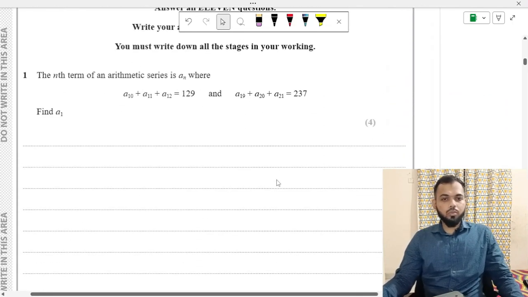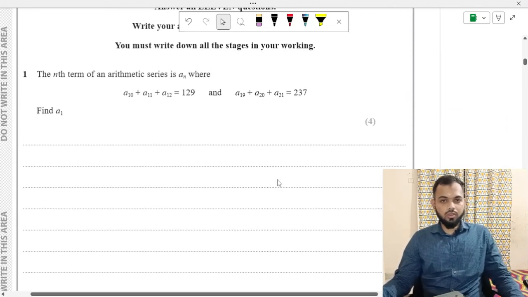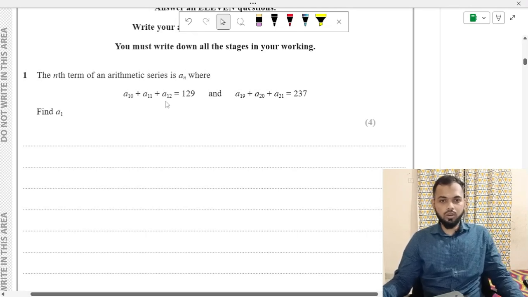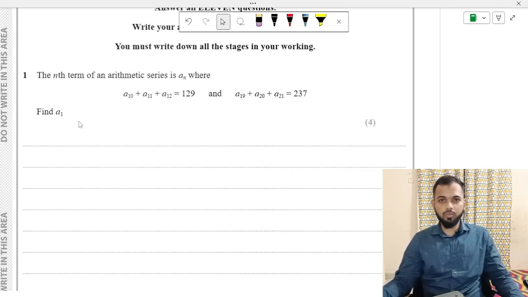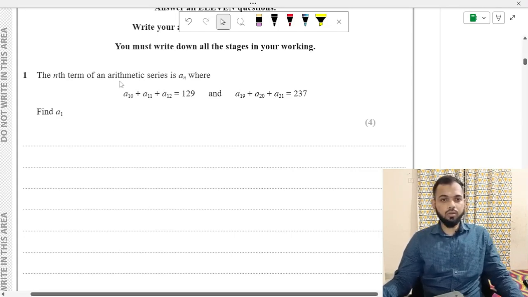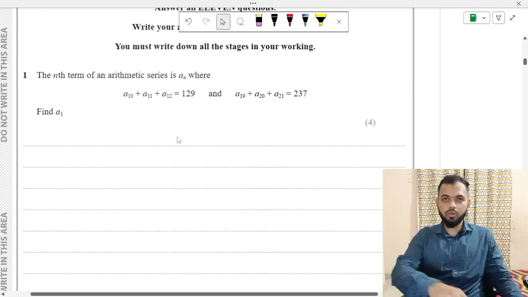The nth term of an arithmetic series is an, where some of the terms are given, which is a10, a11, a12, and a19, a20, a21. So how can we find a1? I hope you already know that a1 is simply indicating the first term of that series. It is an arithmetic series, so we need to apply the formula of arithmetic series. So how can we solve this problem? Let's get started from here.